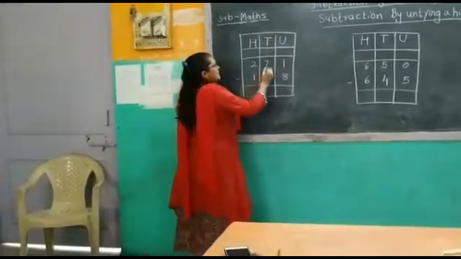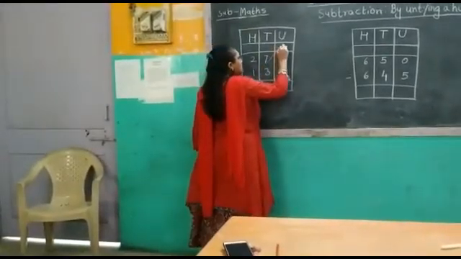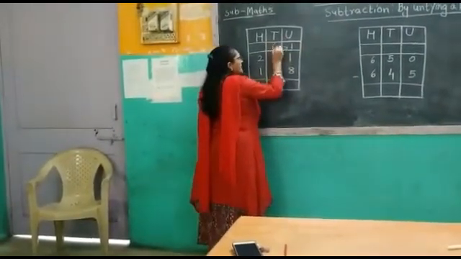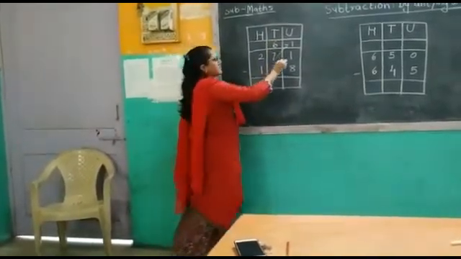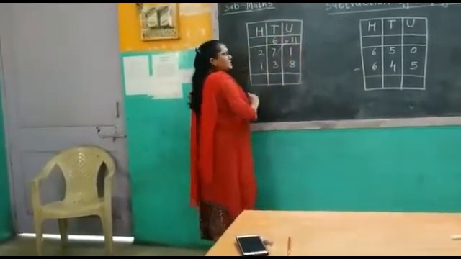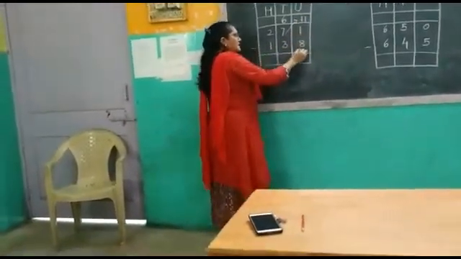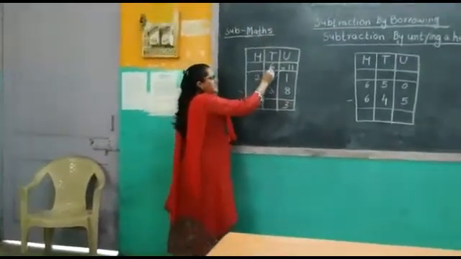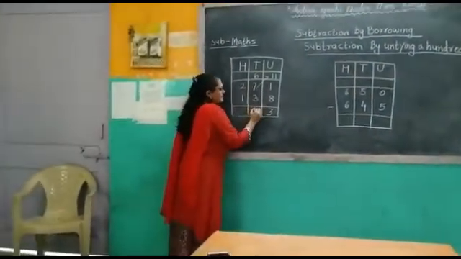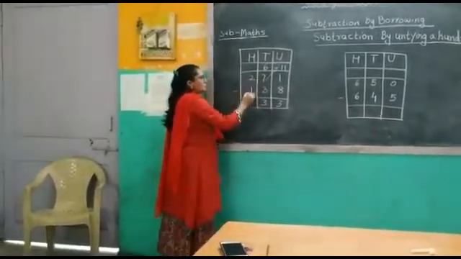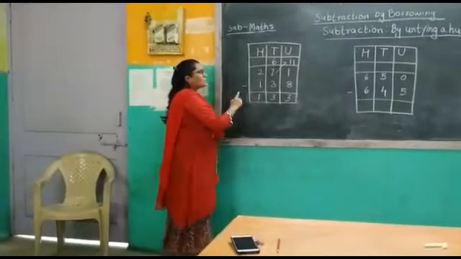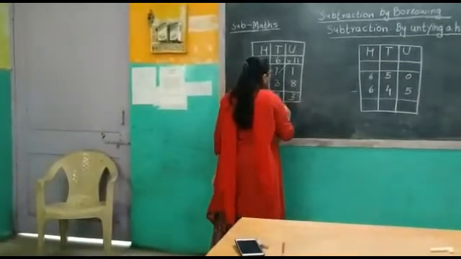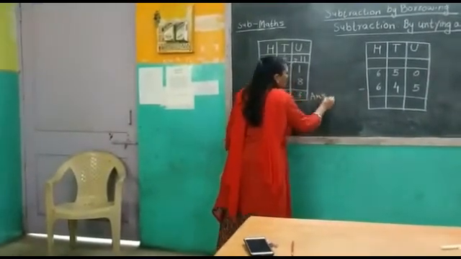So we cannot subtract 8 from 1. Now what to do? Again we are going to borrow 1 from this 7. So when we are borrowing 1 from this 7, we will get here 6. Now see, this 1 we will write again in the unit place. Now 11 minus 8. What will be your answer? 3 will be your answer. Now here 6 minus 3, 3. And 2 minus 1, 1. So 271 minus 138 is equal to 133, that is your answer.